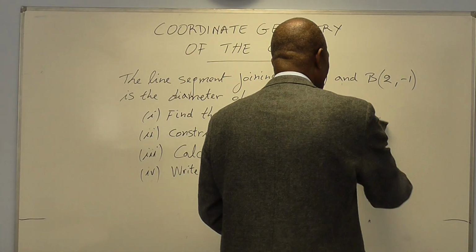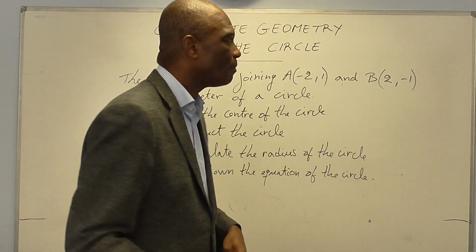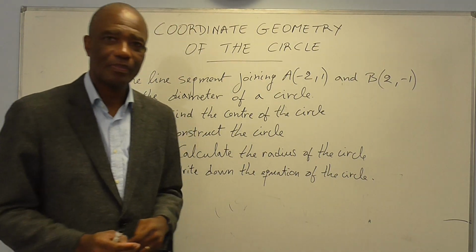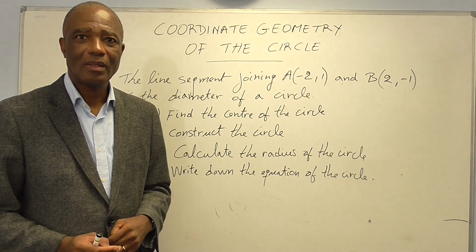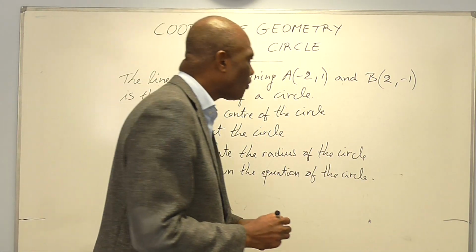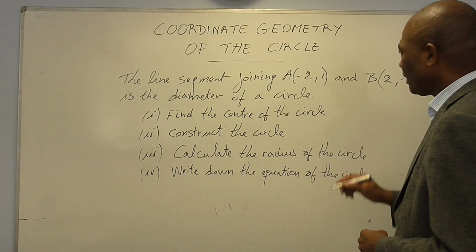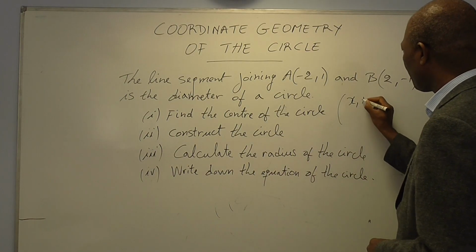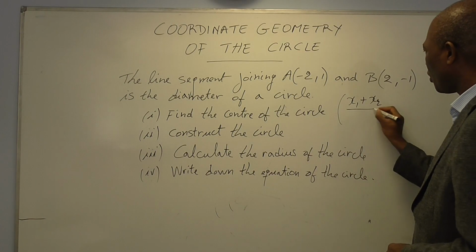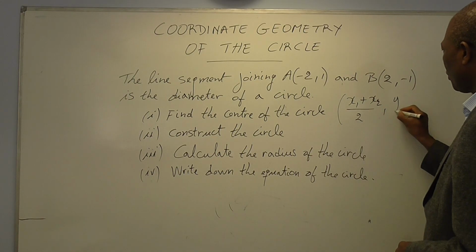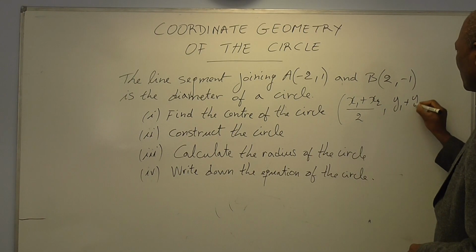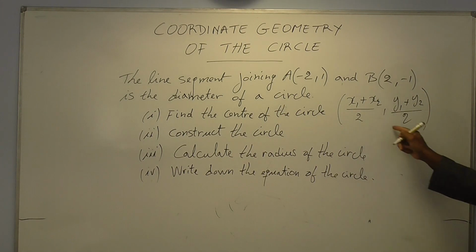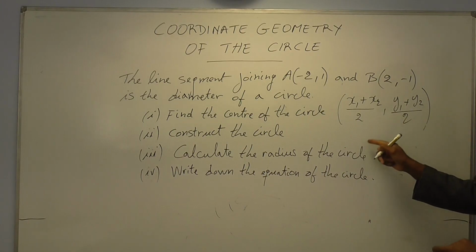We have the formula in our logbook. The formula is x1 plus x2 over 2, y1 plus y2 over 2. This formula gives the center.